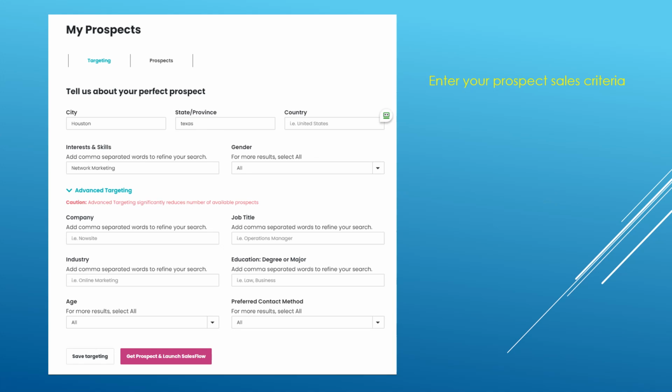And let me just show you a little example how this actually works, because again, this is very, very powerful. Let's say, for example, and I used a general category, a big category here, which is network marketing. So let's say I was looking for network marketing and I wanted somebody in Houston, Texas. I'm not going to be concerned with the company, job title, industry, education, age, or anything like that. But this is the criteria that I want.